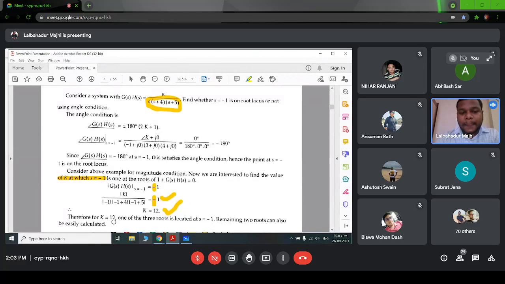So we can say for the value of gain k equal to 12, we have our root at minus 1, right? Because in root locus we are increasing the value of gain k from 0 to infinity. So for this transfer function, when we make the value of gain k equal to 12, at that time we will get our root at minus 1. Clear this one, angle and magnitude condition and this root locus.